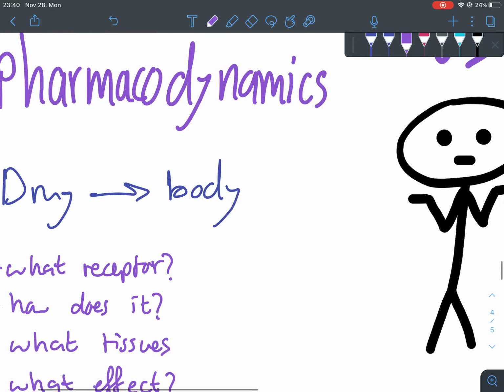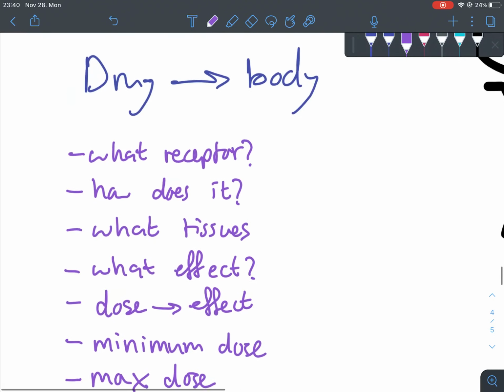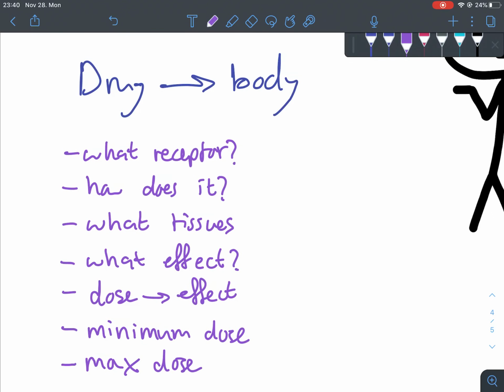Well, again, for pharmacodynamics, we are looking at what the drug is doing to us, how it is binding anywhere, how it is causing this effect, and how we can use the dose to influence this effect. And now you know the difference between pharmacodynamics and pharmacokinetics.